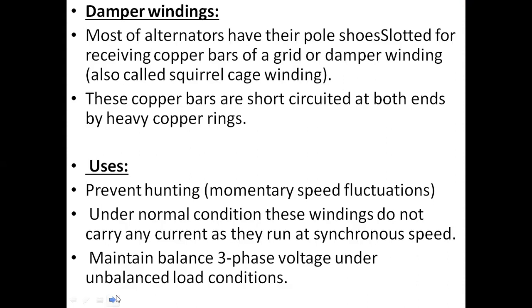These are also called squirrel cage winding, damper windings. These copper bars are short circuited at both ends by heavy copper rings, right? I have shown you that there are two types of rotors in the induction motor, slip ring and smooth cylinder type. In the smooth cylindrical type, the copper bars are skewed at an angle. These are not parallel to the rotor, but skewed, in order to avoid the interlocking of the armature and the rotor.